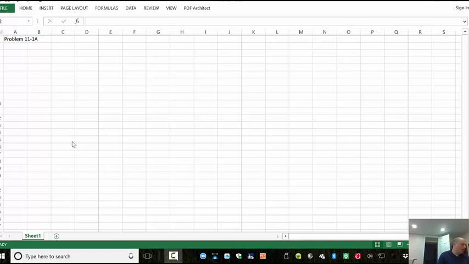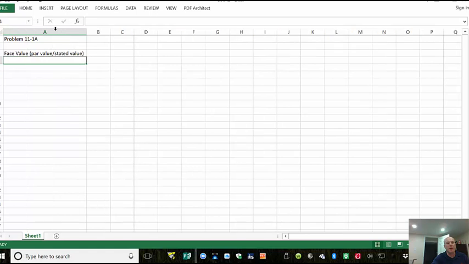So I'd like to solve problem 11.1a. Problem 11.1a says on July 1st, year 1, Denzer Industries issued $40 million worth of bonds. So the face value of the bonds, also known as par value or stated value, is going to be 40 million.